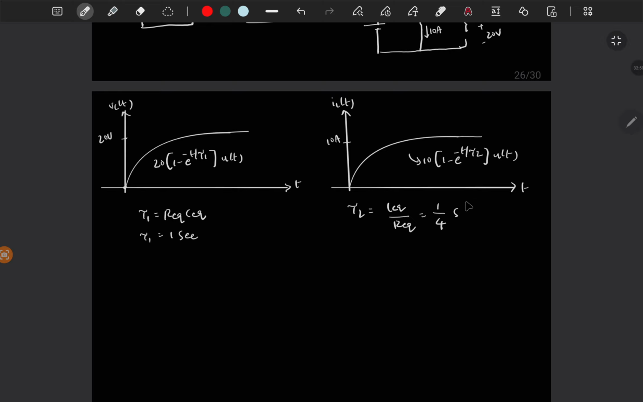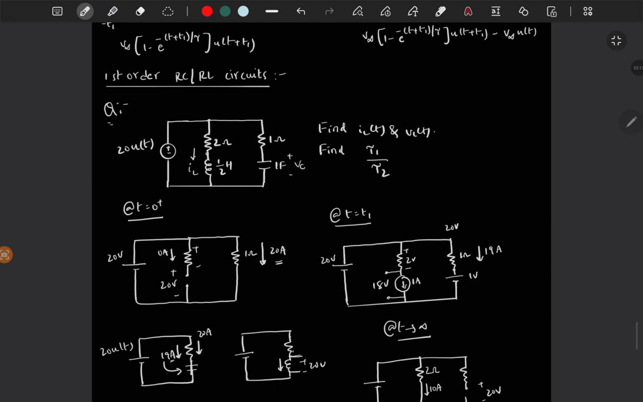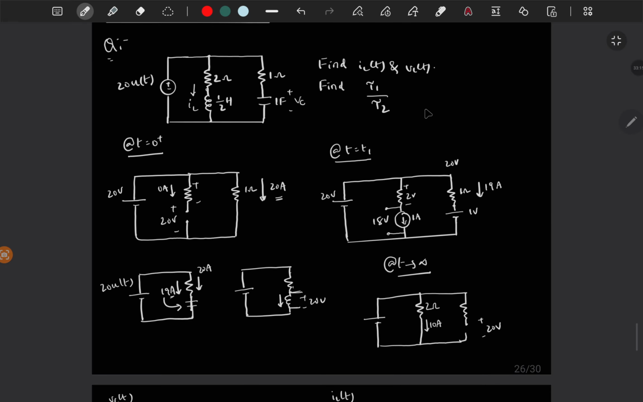So it means the capacitor charging is taking more time to reach steady state, and which is less for the inductor. So this will charge very fast compared to the charging of the capacitor. So you can find tau 1 by tau 2, and we have drawn IL of t and VC of t.